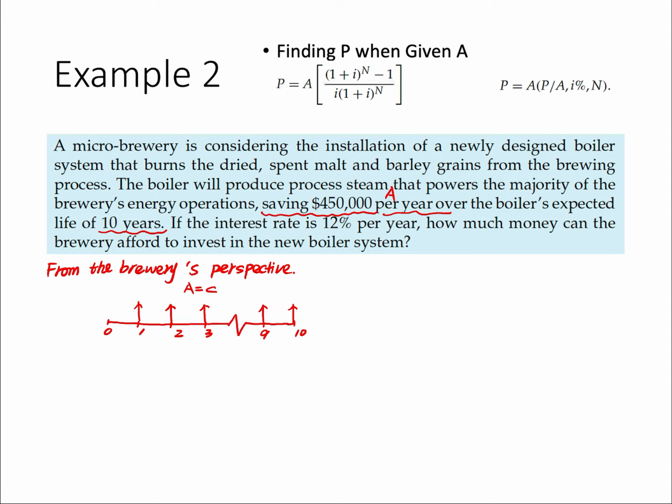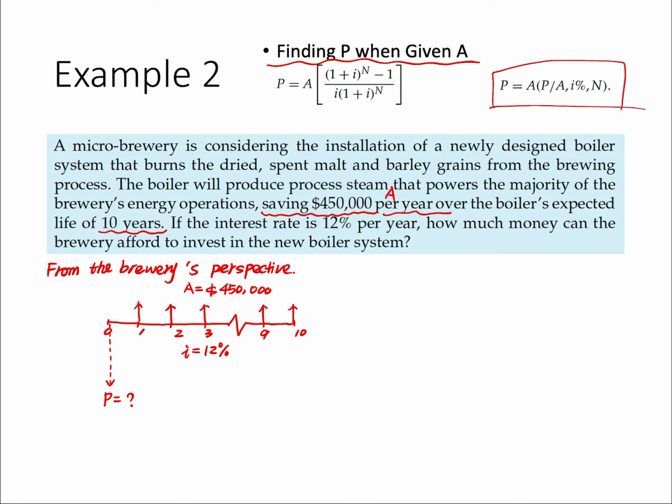And then you write A equals to 450,000, right? And then you say the I equals to 12%. And what you want to know is at the beginning how much the brewery wants to pay. So you want to find out the present value. And the present value should be the money giving out, so it's going downward. So it's to find P when given A. That's the scenario you're looking at.